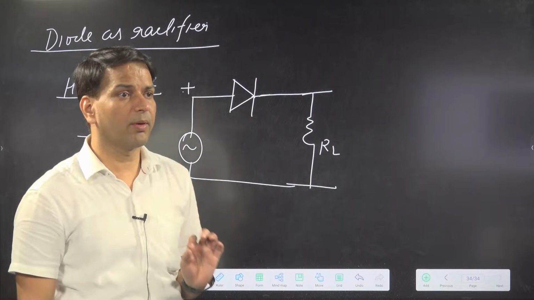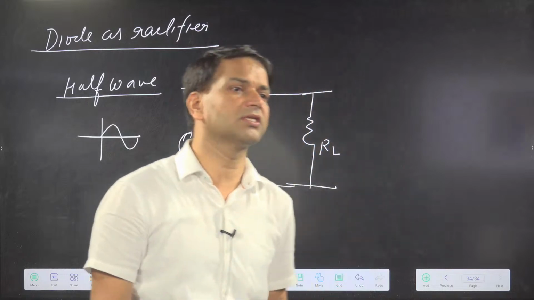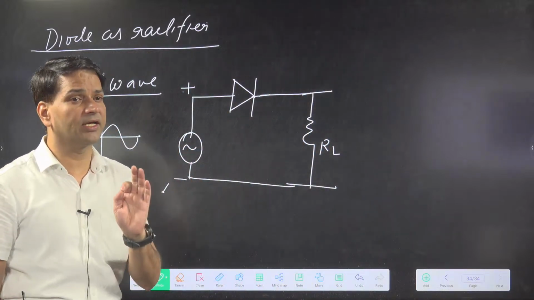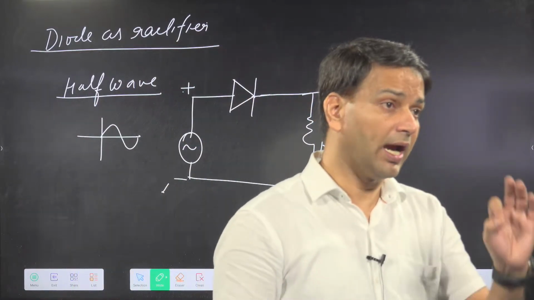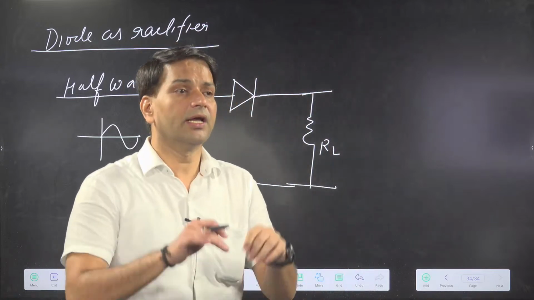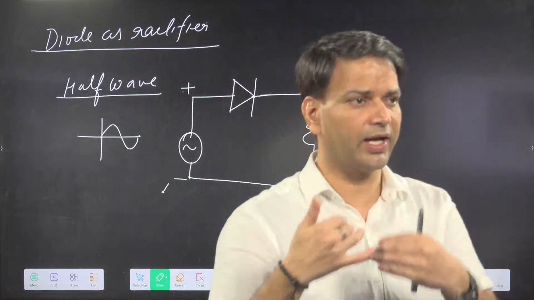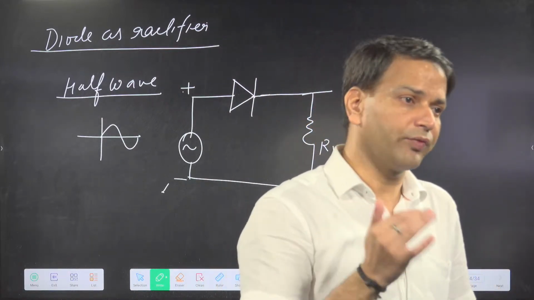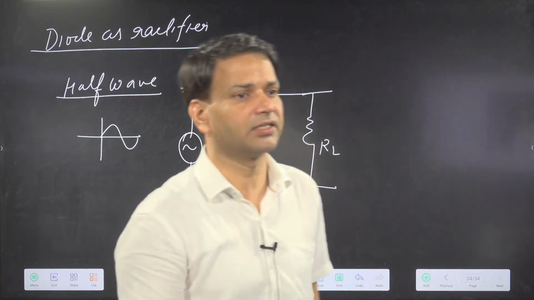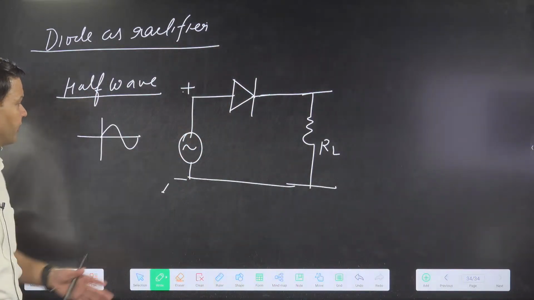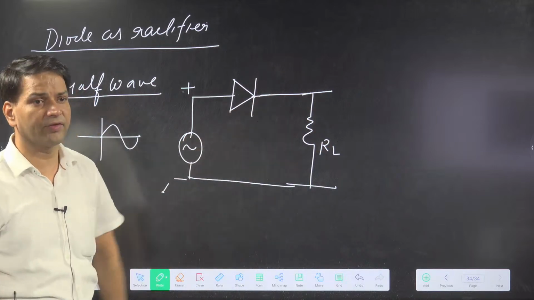And one more thing that you have to remember: an ideal diode in forward bias offers zero resistance, and in reverse bias it offers infinite resistance. If they have mentioned in the problem that the diode offers some resistance in the forward bias, that we have to take. If they have not mentioned it, we have to take the diode as ideal. Ideal diode: forward bias zero resistance, reverse bias infinite resistance. Okay, so this is the half wave rectification circuit. Why? Because the current through the load will flow for only half cycle.